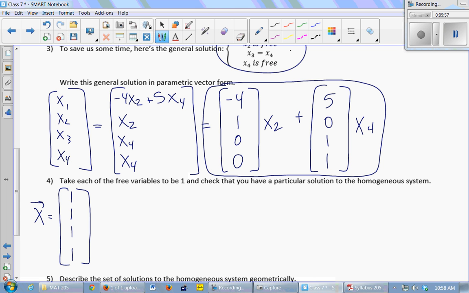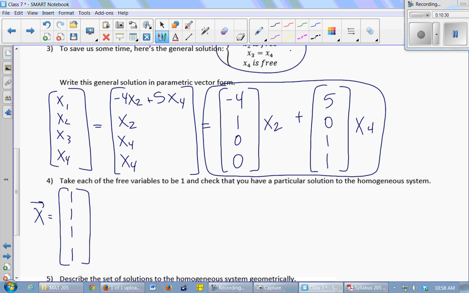So if this x2 were a 1, when you multiply a whole vector by a scalar, you just multiply every entry. So that vector just becomes -4, 1, 0, 0. If x4 is a 1, this vector becomes 5, 0, 1, 1. And then you add the terms. -4 and 5 makes 1, 1 and 0 makes 1, 0 and 1 makes 1, and 0 and 1 makes 1. That makes sense?